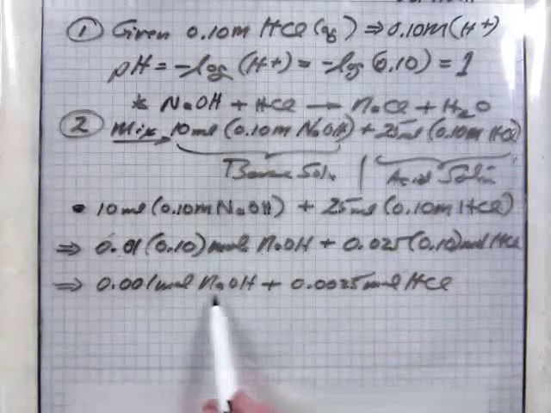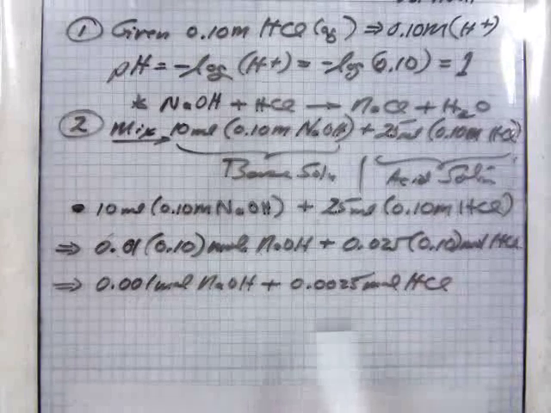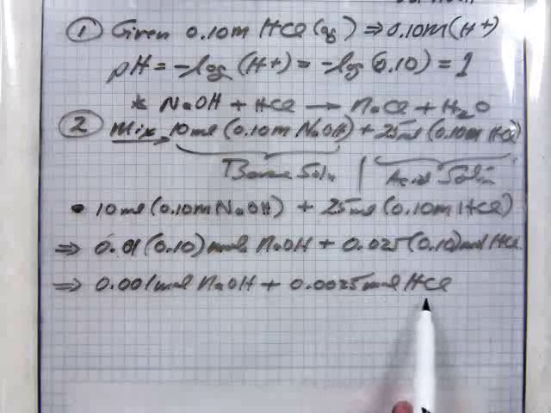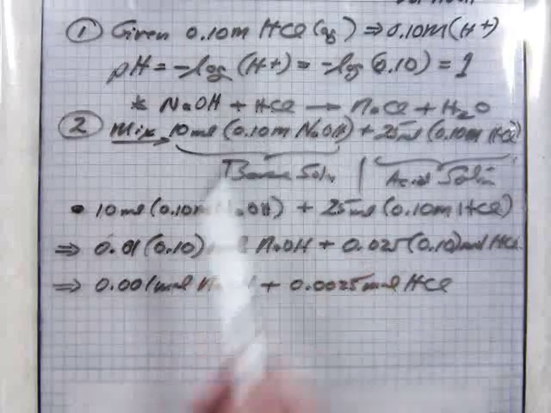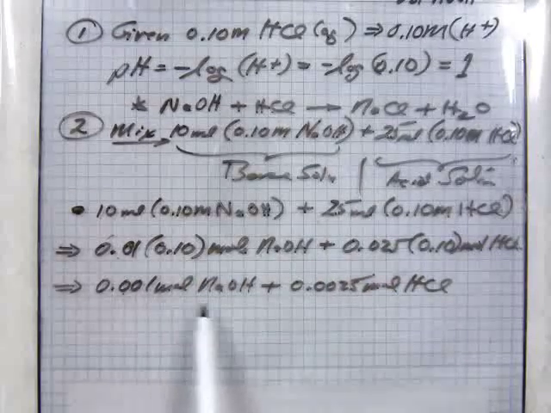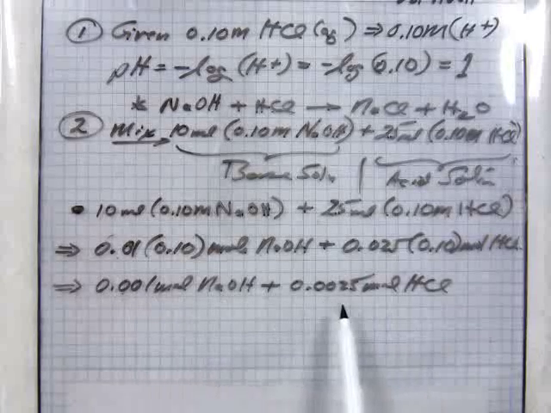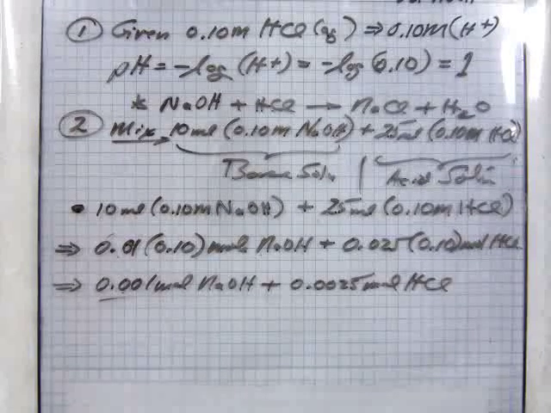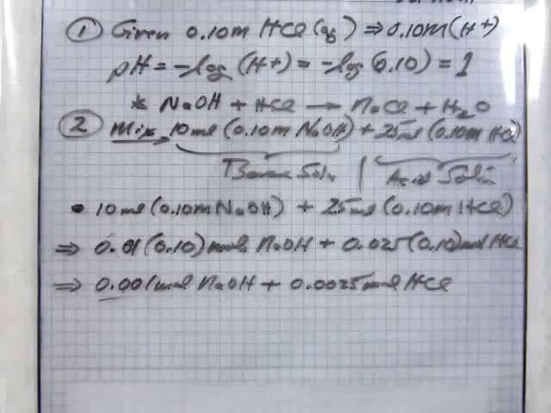So when you look at this, you have 0.001 mole of sodium hydroxide and 0.0025 mole of HCl. Now, from the reaction up here, this is a 1-to-1 reaction ratio. So if I add 0.001 mole of sodium hydroxide, how much of the HCl am I going to use? Well, I'm only going to use 0.001, and anything over that is excess HCl remaining in solution. That is, the sodium hydroxide is the limiting reagent.